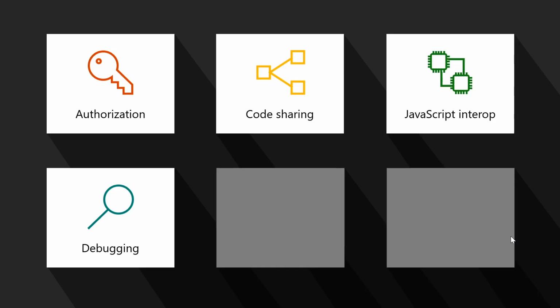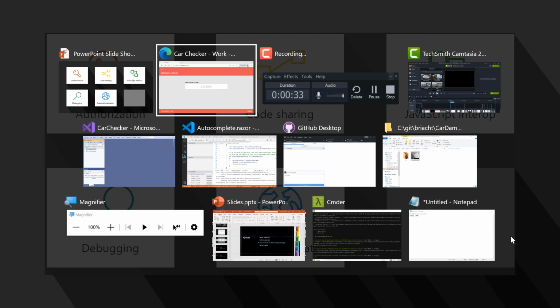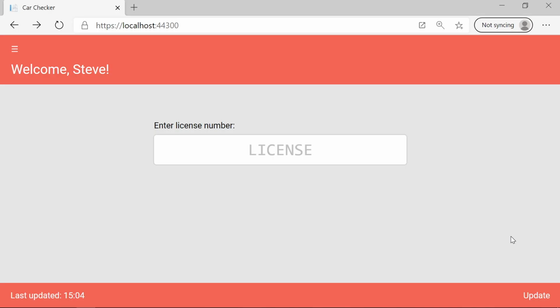Moving on, let's talk about internationalization, and we'll start with translating the application into different languages. Well, if we look at the application right now, we'll see that it's all in English because that's the default language that I've built in. But what if my user is a speaker of a different language?